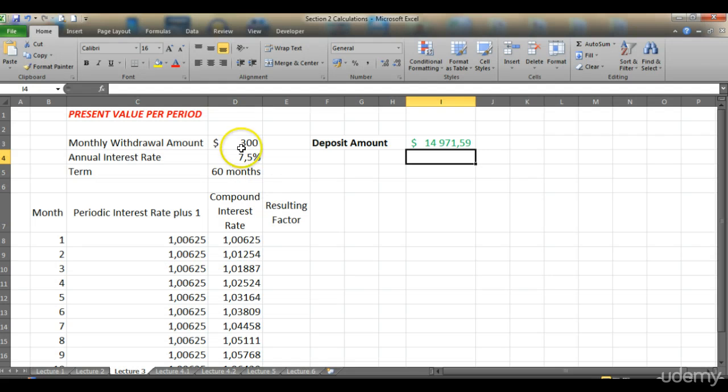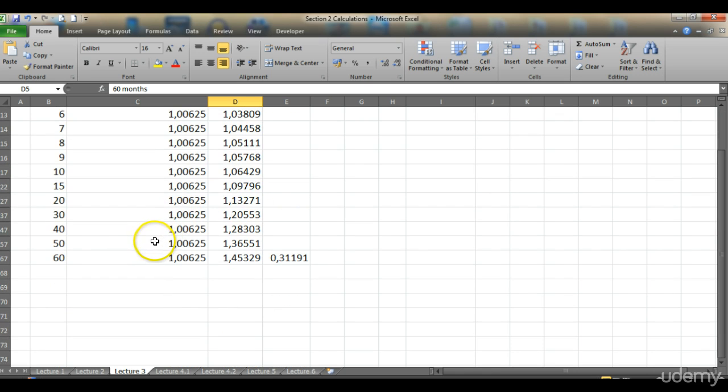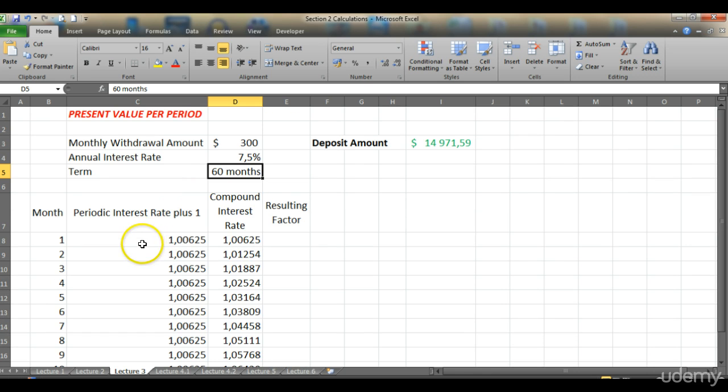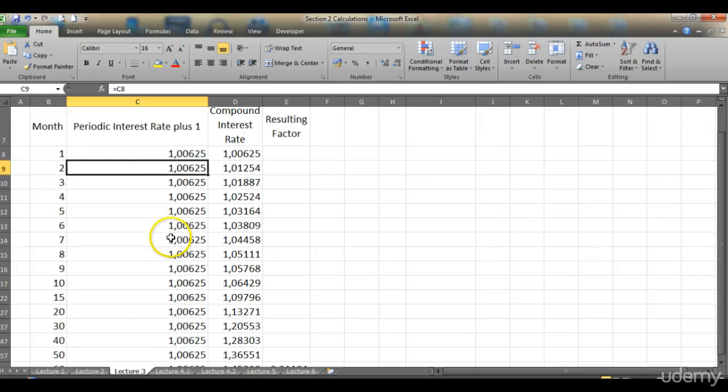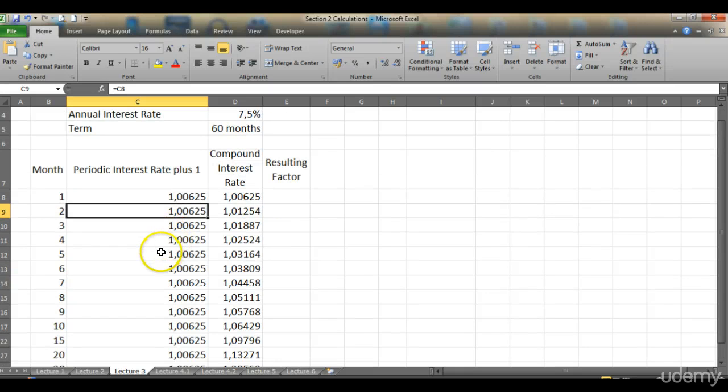Let's see it. Okay, on the spreadsheet, let's enter the monthly withdrawal amount, $300. In this case, the annual interest rate is 7.5% and the term is 60 months. And here are the calculations. They are pretty similar. Periodic interest rate plus 1. The calculation is 1 plus the annual interest rate divided by 12, because we have 12 months and we use monthly compounding. This periodic interest rate is the same for every month in the period.